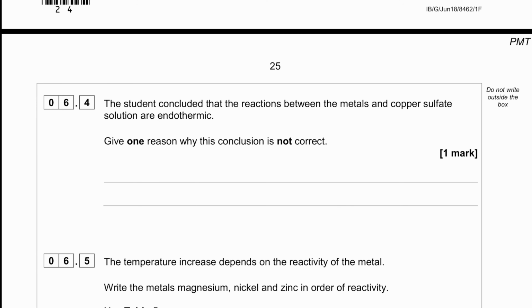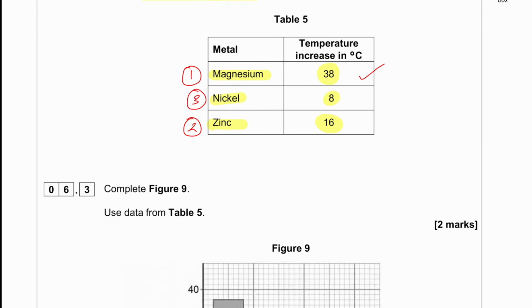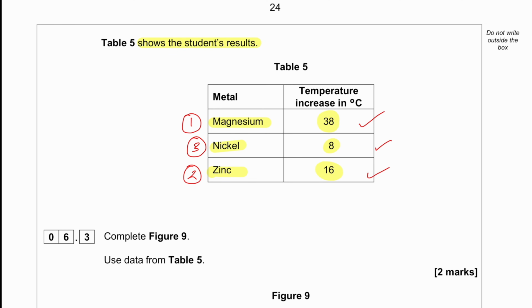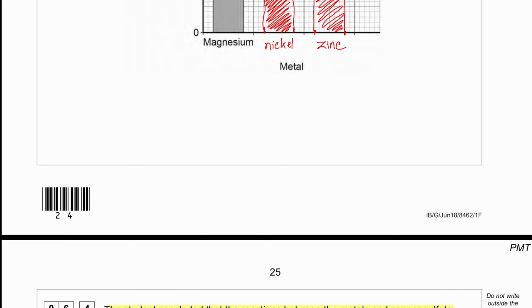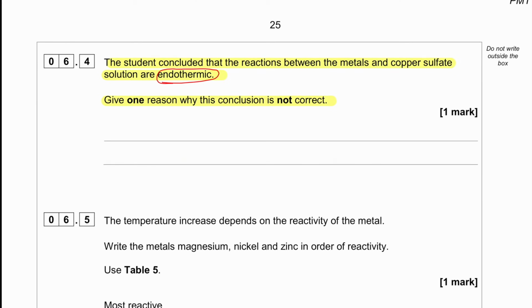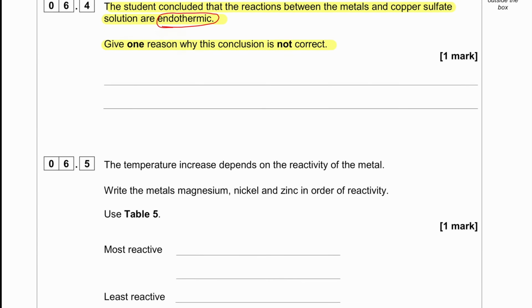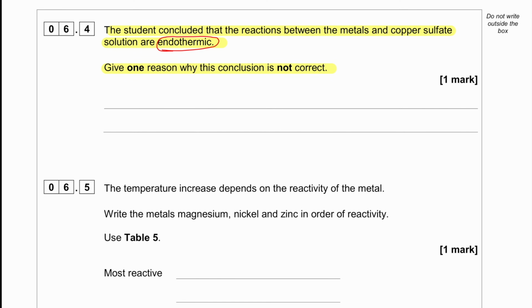Okay, next 6.4, the student concluded that the reactions between the metal and the copper sulfate solution are endothermic. Give one reason why the conclusion is not correct. You see, endothermic is a reaction in which heat is absorbed from the surroundings, but these reactions have increased the temperature of the water. So in all cases, this reaction is exothermic, meaning the heat is given out. That's why the student is not correct.